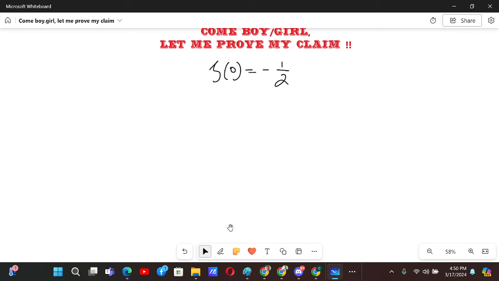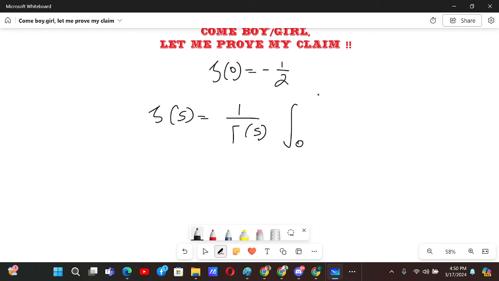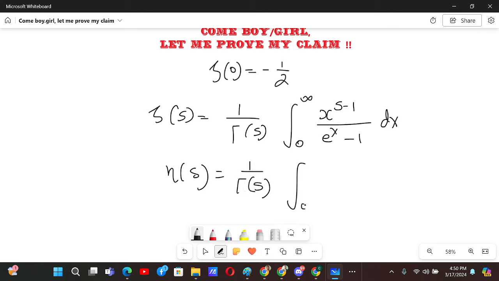Okay, so basically we can define Riemann zeta in two ways, by integral representation I mean. The well-known one is Riemann zeta of s is 1 by gamma of s, integral from 0 to infinity of x to the power s minus 1 by e to the power x minus 1 dx. Another is, first of all, we take the integral representation of eta of s, and then from eta of s we change to zeta of s by the formula.